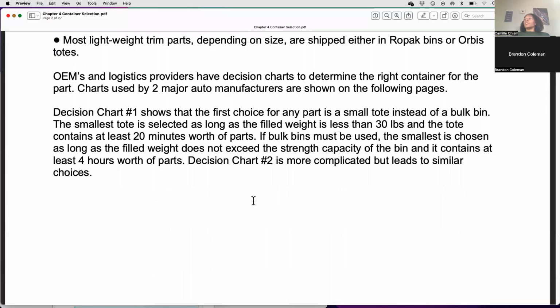And for the larger tote, you're looking at 4 hours worth of parts. And the other chart is even more complicated, but basically you're driving towards the same things, whether you're going to a smaller tote for a limited time period that's dependent on when drivers are delivering, the takt time or the cycle time that the operators are building the vehicle, and as that vehicle moves to the next station, or if it's a bigger part or heavier part, using larger bins.